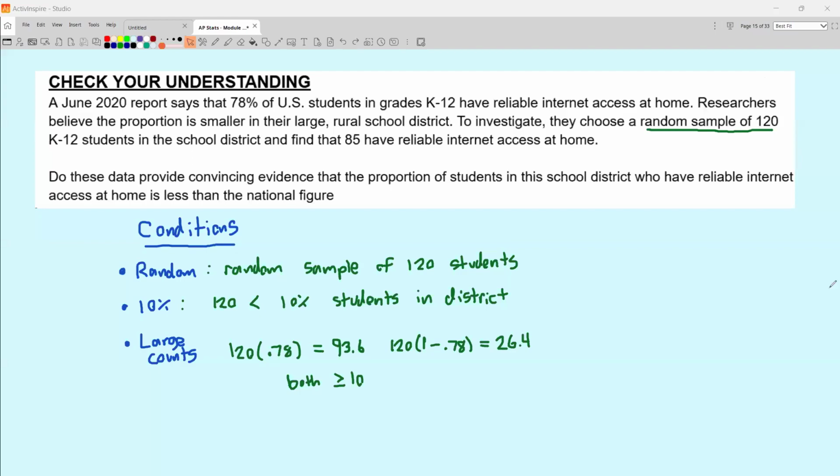We were given a random sample of 120 students, which we can assume is less than 10% of all the students in the district. Checking our large counts, remember using our null proportion, 78%, 120 times 0.78 and 120 times 1 minus 0.78 give us both numbers that are greater than or equal to 10. So you want to make sure you write those numbers out and list that they're both greater than or equal to 10. That'll take care of your conditions.